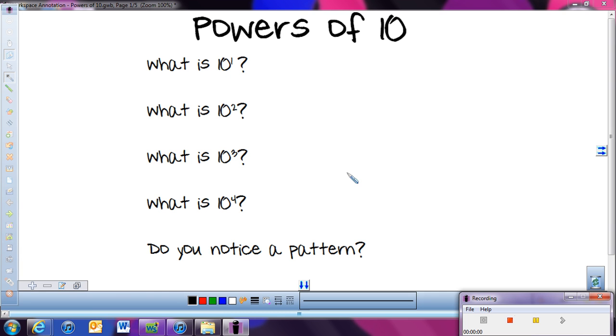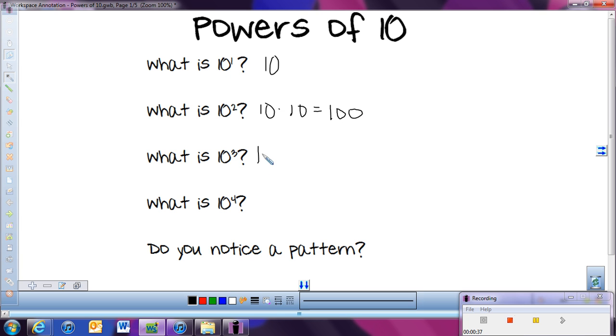See if we can figure out a pattern for when we're looking at powers of 10. So we're just going to go through this list, see what we notice. First of all, what is 10 to the first? In our last lesson on exponents, we talked about how to solve exponents. So 10 to the first just means 10 written one time, which is 10. 10 to the second power would be 10 times 10, which is 100.